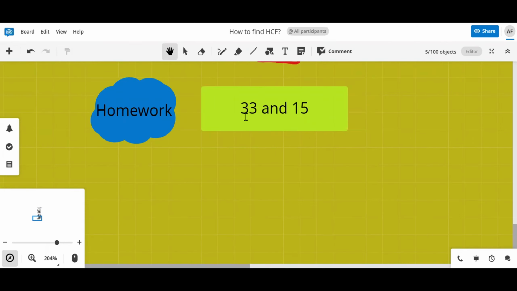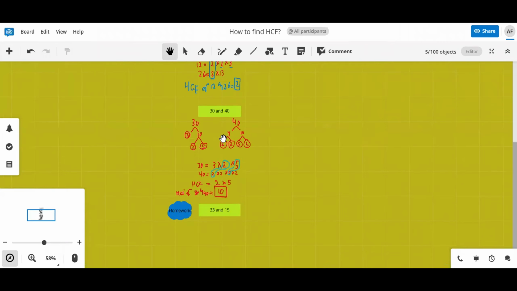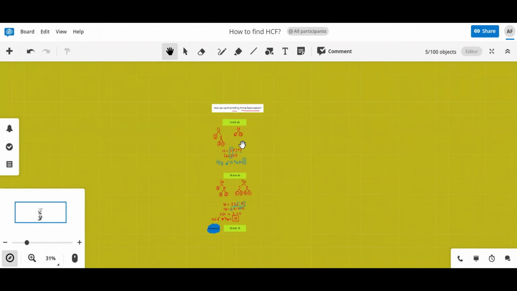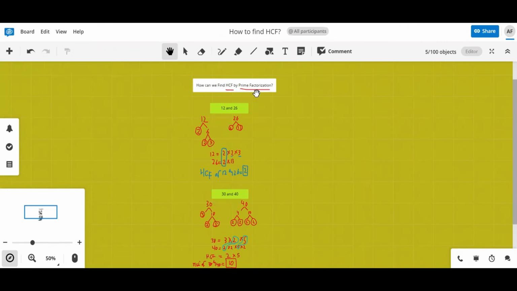Find the HCF of the numbers 33 and 15. This is your homework. Do this question and write your answer in the comment box. I will check it. I hope this topic is clear to you, how we can find HCF by prime factorization.